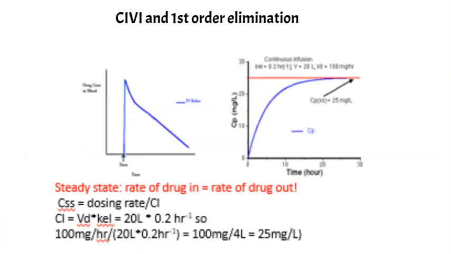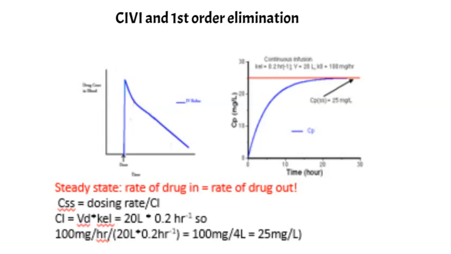Let's look at what happens when we keep administering drug, CIVI, continuous IV infusion. At the left, we see the concentration versus time curve for a single dose if the drug is given by IV bolus, while at right, we see what happens when we give the drug by CIVI. As we infuse a drug that undergoes first-order elimination at a steady rate, we eventually get to the point where the rate of infusion of the drug in equals the rate of the drug out. This is known as steady state. Rate in equals rate out.